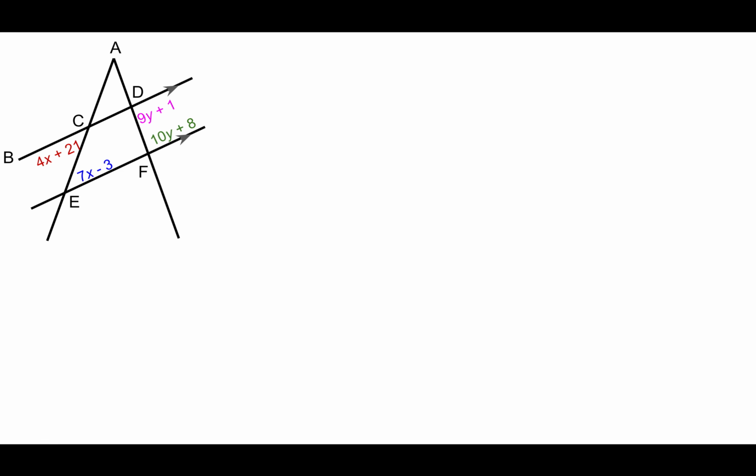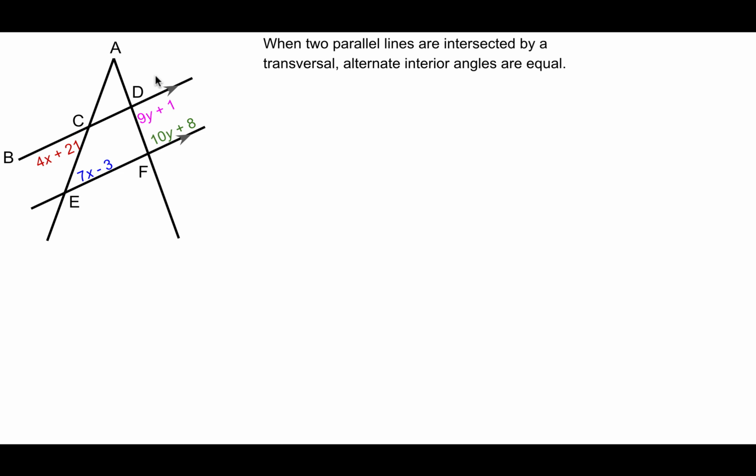Now let's look at this one. What are some things that we noticed? Well, I see that we have a set of parallel lines, and I also see that there are two transversals going through those parallel lines. So let's start with this one, the red angle and the blue angle. When two parallel lines are intersected by a transversal, alternate interior angles are equal. In other words, the red angle has to equal the blue angle.